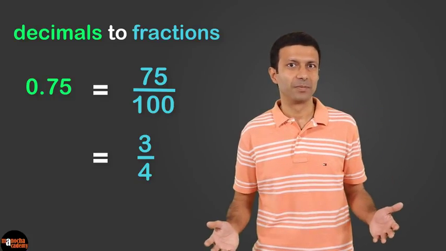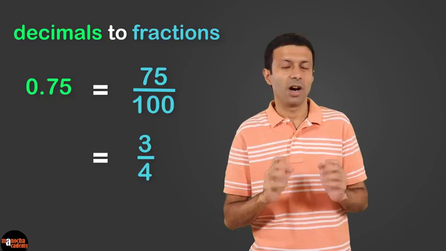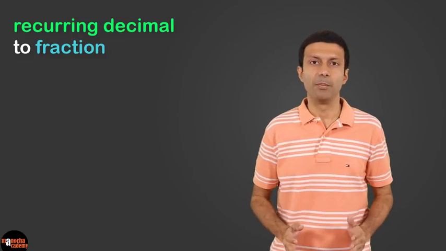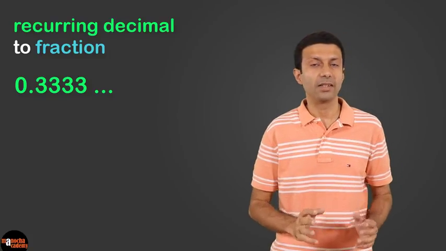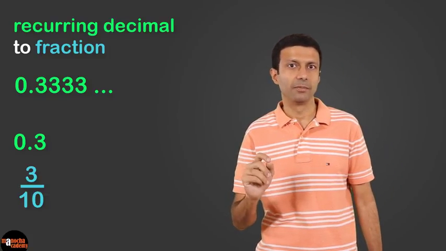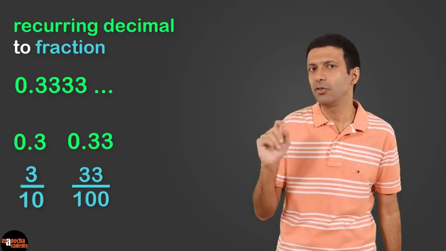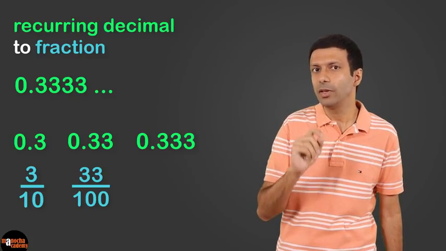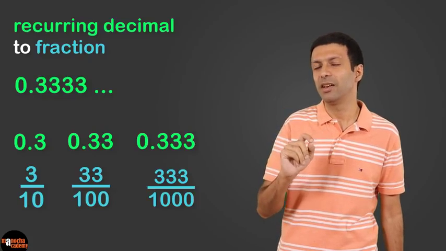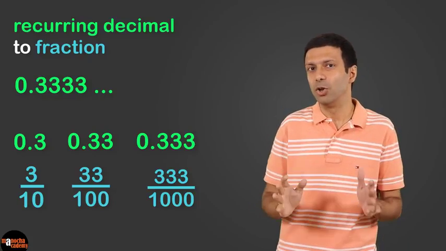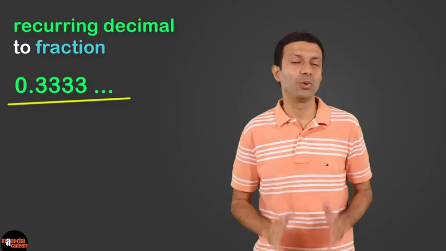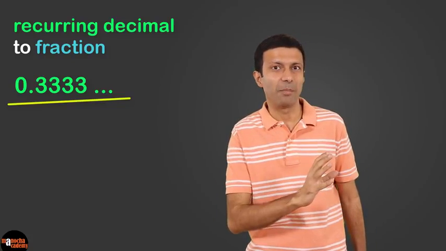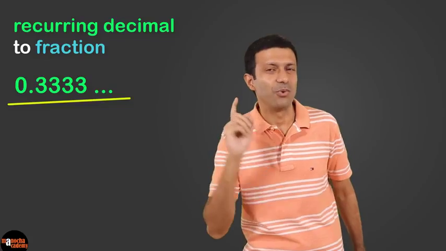So these are simple. But a more interesting question is, how do you convert a recurring decimal number to a fraction? For example, 0.333 recurring. Now we know that 0.3 is 3 by 10. 0.33 is 33 by 100. 0.333 is 333 by 1000. But we are looking for 0.3333 recurring. So let me show you the technique how to convert a recurring decimal number to a fraction.